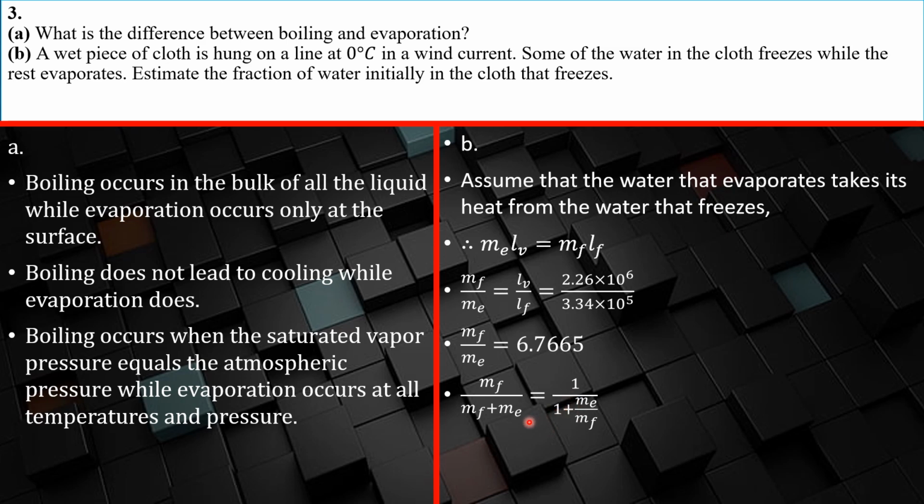Why am I dividing all through by MF? Because to calculate this fraction, which is what the examiner wants, I need this other fraction, which I already have, MF over ME. So when I divide all through by MF, I come up with ME over MF, which is basically 1 over this thing, because if I reciprocate this, I'll get ME over MF. And this is what I need right here. So the fraction MF over MF plus ME, the fraction of the water that froze, is basically 1 divided by 1 plus ME over MF, which is 1 over this thing. So our fraction is 0.87. The fraction of water that froze is very high, so most of the water really just froze rather than evaporated.